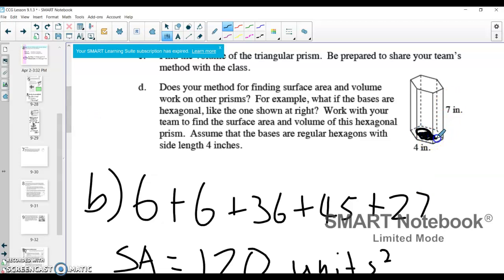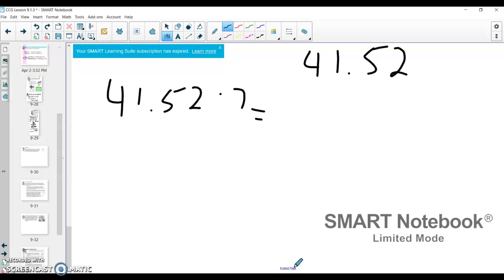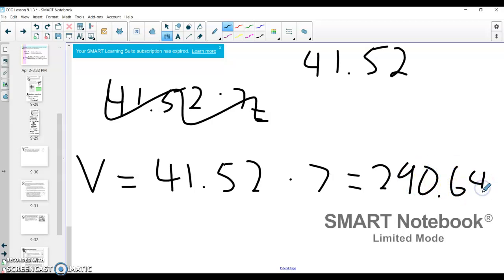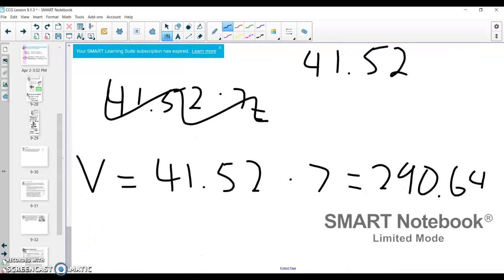That base just keeps getting stacked on top of each other for 7 more times, or 7 inches. And so I take that base, that's 41.52, and I multiply that by 7, and I come up with my answer for the volume. I want to say volume equals my area of my base times my height, and that gives me a volume of 290.64. And I believe we're working with inches, and so this is inches cubed because it's a volume.